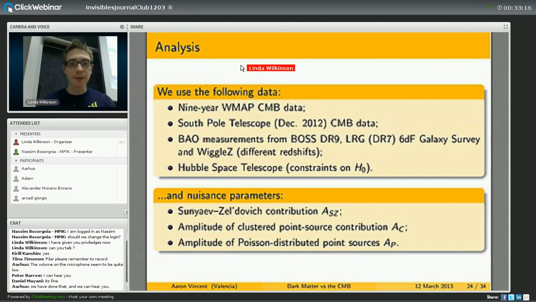For the analysis itself, we used the newly released 9-year WMAP data. This was released in December of 2012, as well as the South Pole Telescope December 2012 data release. We also used various BAO measurements and some stuff from HST to constrain H0.